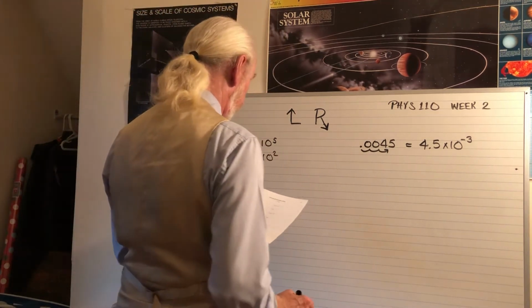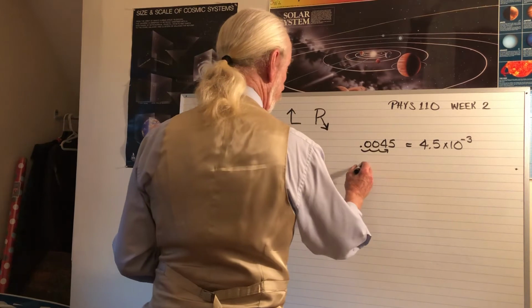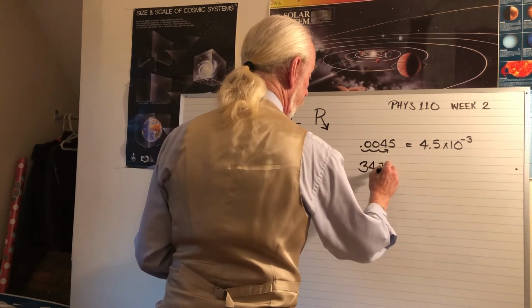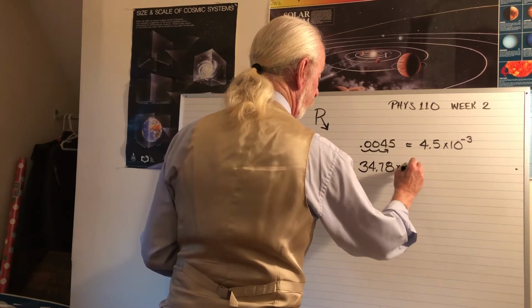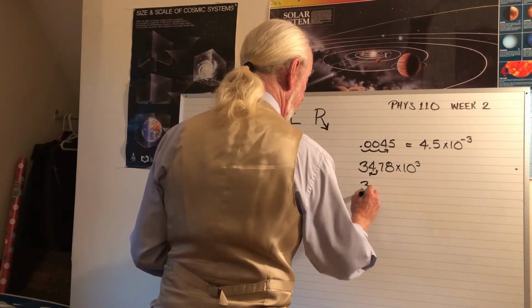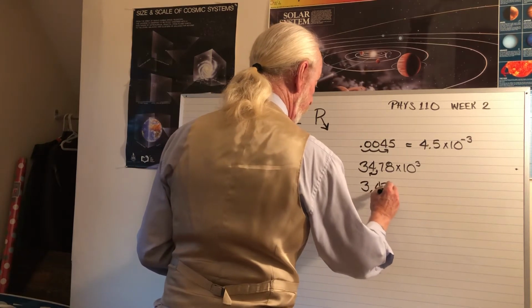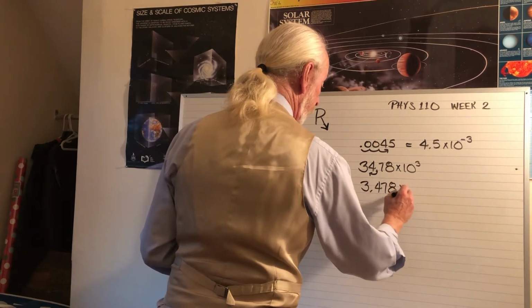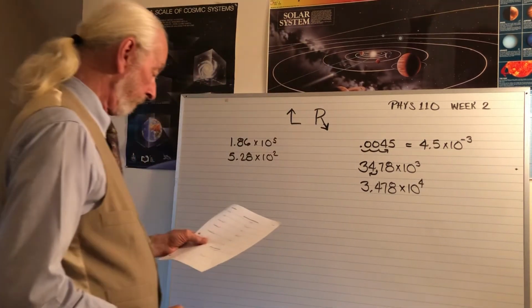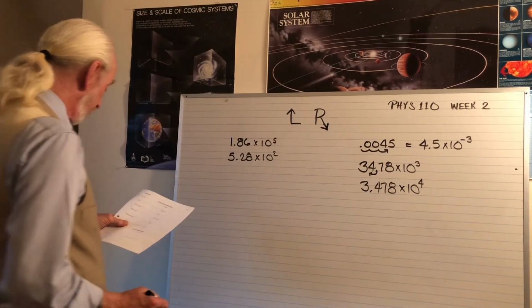34.78 times 10 to the 3rd. So we'll bump that over one place. That makes it 3.478. I went to the left, so that's going to go up to 10 to the 4th. Okay.